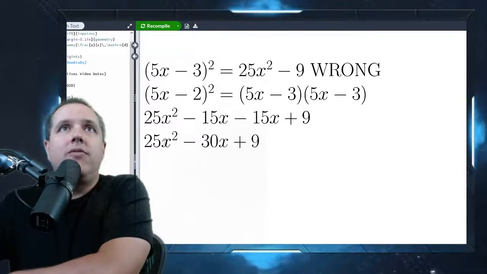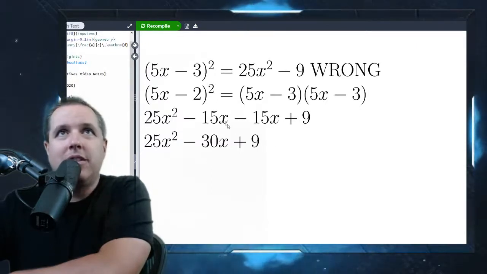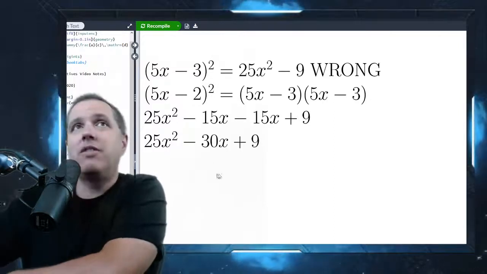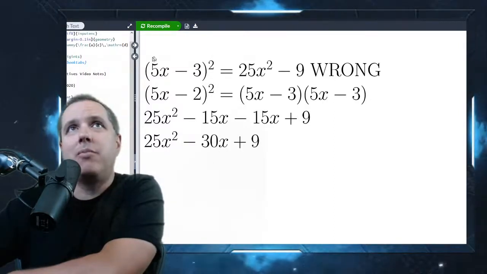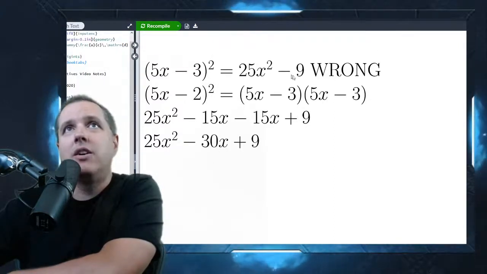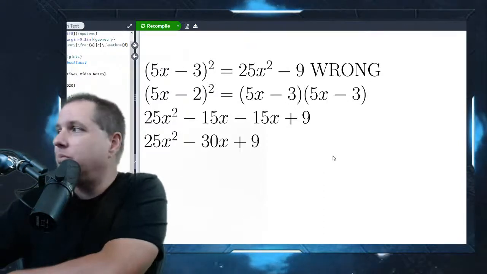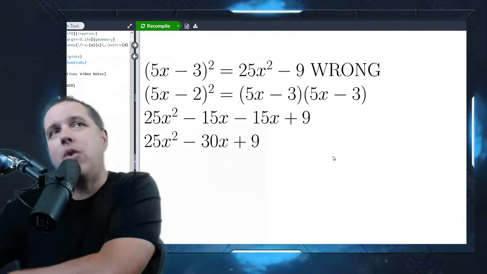You know, there's a 25x squared in both. There's a 9 that appears in both. But this middle term is the big difference, the negative 30x. That is really what keeps this method up here from being correct. So make sure you write it out as a multiplication, and then your brain's going to remember what to do.